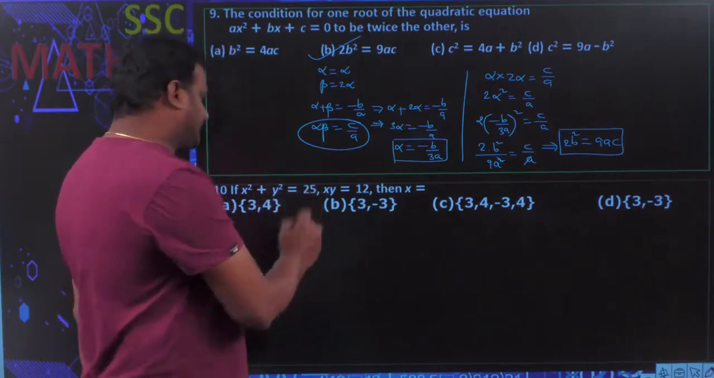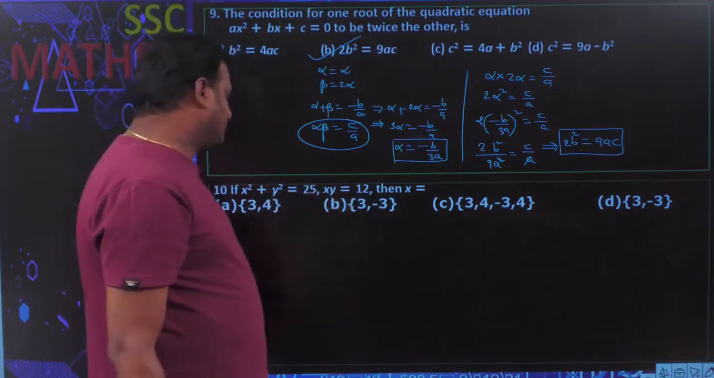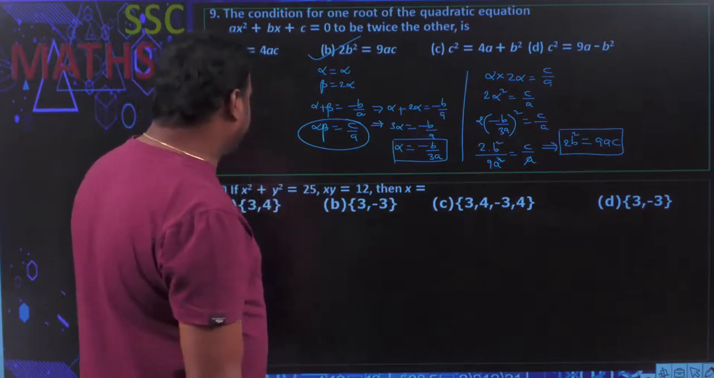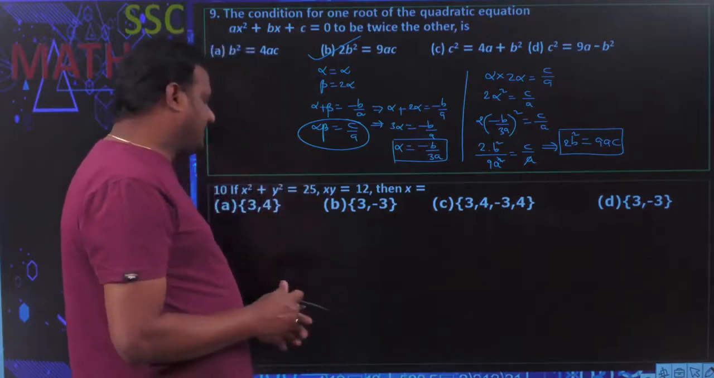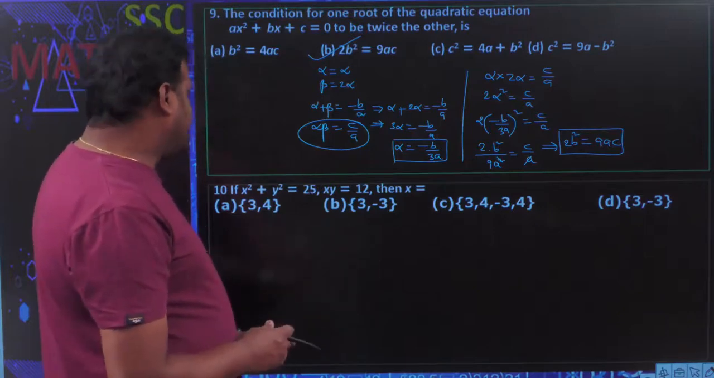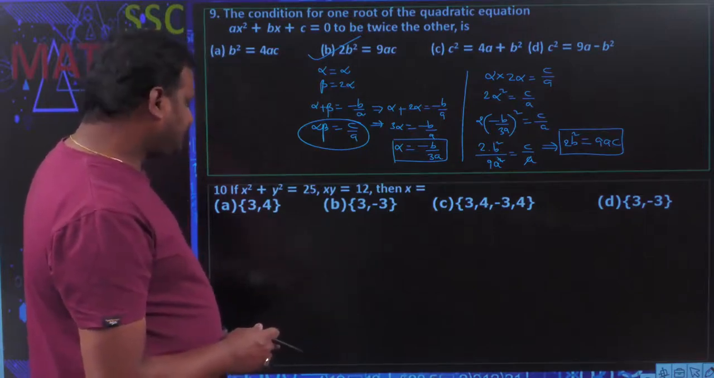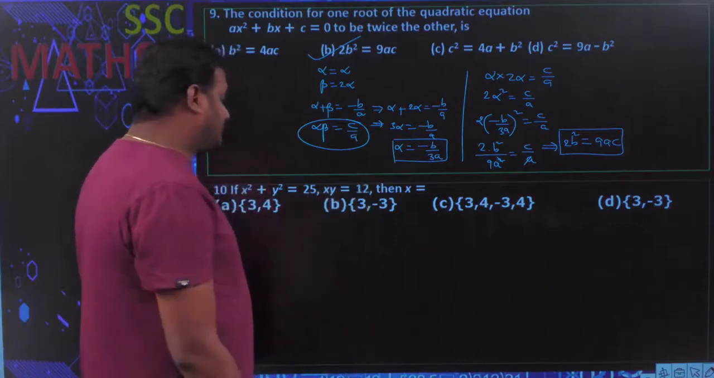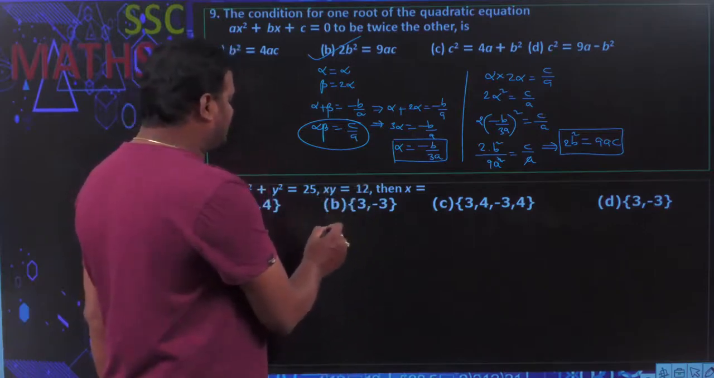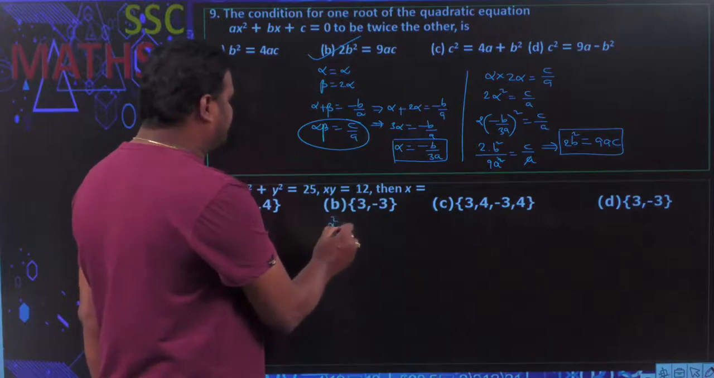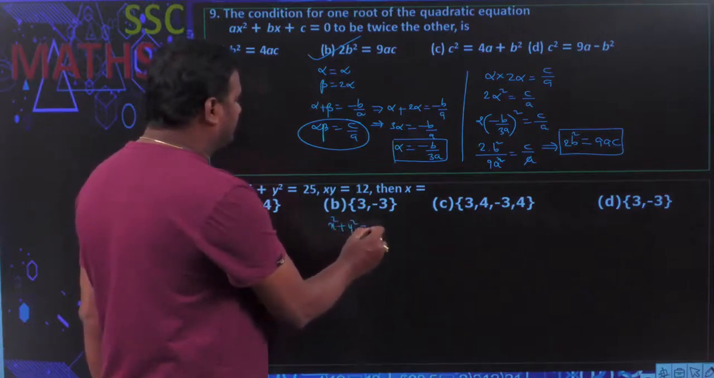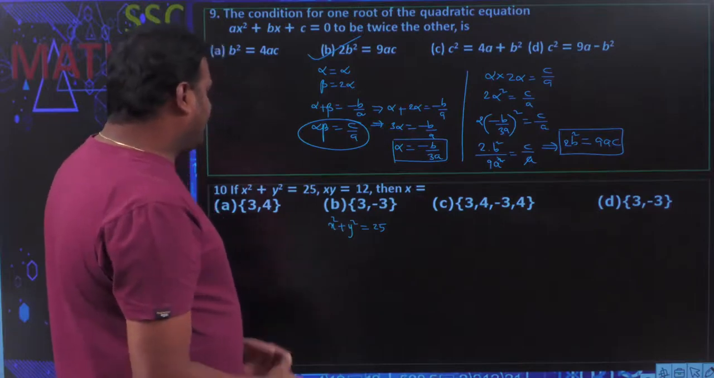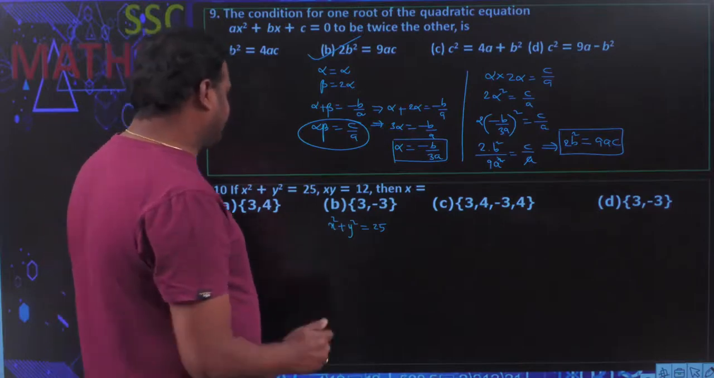x square plus y square is 25 and xy is equal to 12. How to get the value of x here? In order to get the value of x, you do one thing here. xy is equal to 12, right? If xy is equal to 12 and x square plus y square is equal to 25, why don't you find the value of x plus y here?